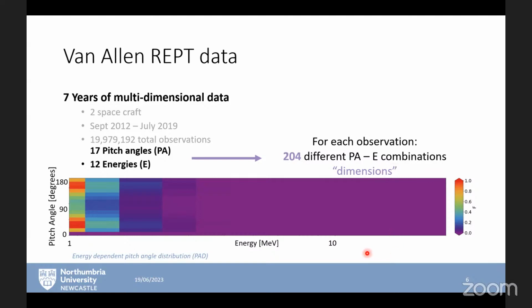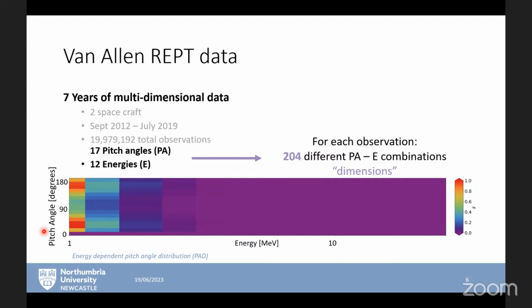So for each of our 20 million observations, we have a diagram that looks a little bit like this, where we have our 12 energy bins along the x-axis, our 17 pitch angle bins along the y-axis, and here the colour represents the normalized electron flux. Now, manually going through 20 million observations, each with 204 dimensions, is a rather long and lengthy process, and so we employ a series of machine learning to help make this task a little bit easier.